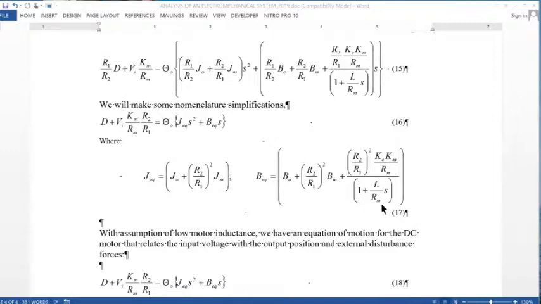I have an RLS, and we ignored this RLS stuff already. So let's just not even bother with that. That's just 1 right here. But let's look at what this term is. This term has the KE. It's the back EMF term. It's got the motor torque constant, and it also is multiplied by the gear ratio squared.